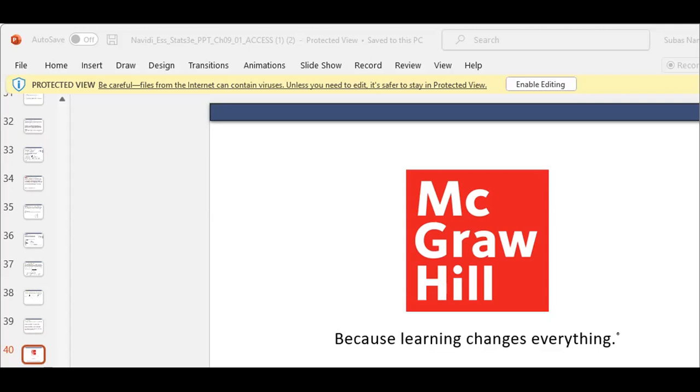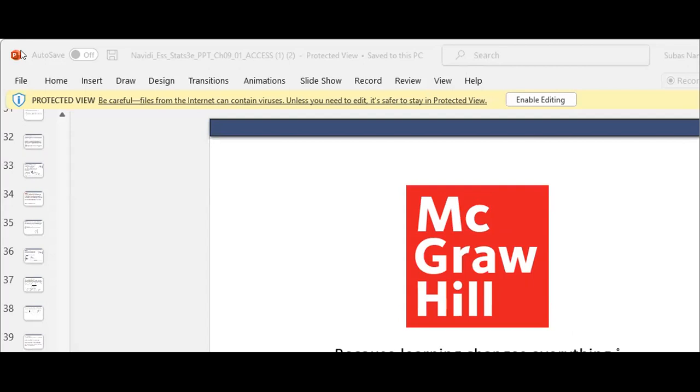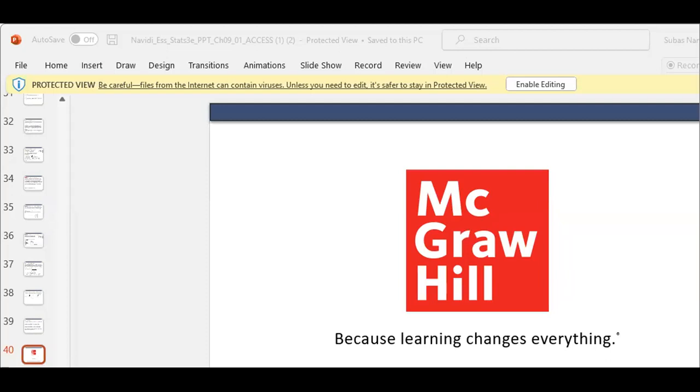Okay, now let's go to the last one. Inference about difference between two proportions. Perform hypothesis test for the difference between two proportions using the p-value method. I'm not doing critical value, and confidence interval for the difference of the two proportions.